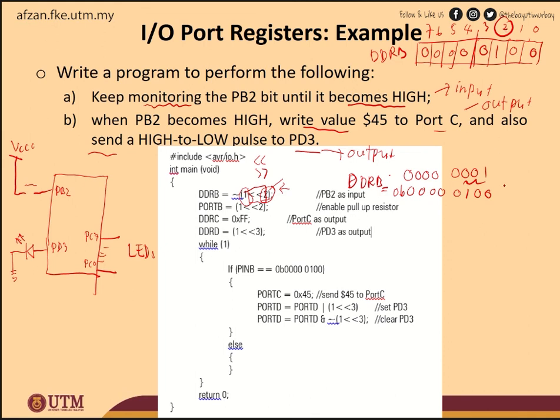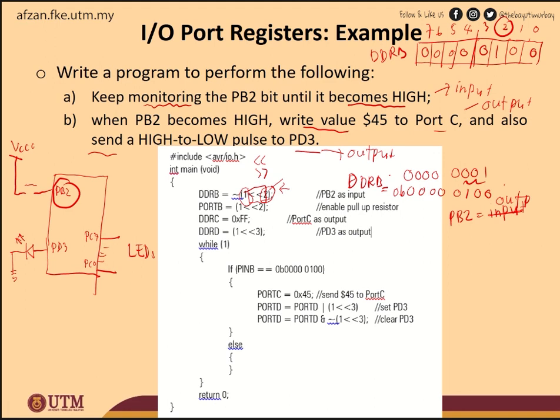So PB2, you're going to make it an input, because you send one to bit number 2 in your DDRB. So PB2 as input. Is that right, PB2 as input? Yes, because your PB2 is connected to your switches. No, now is it correct? This is as input, so this one is not input. Output.